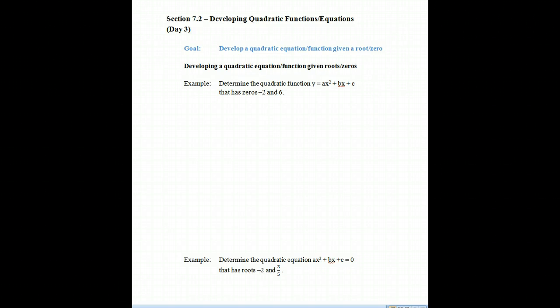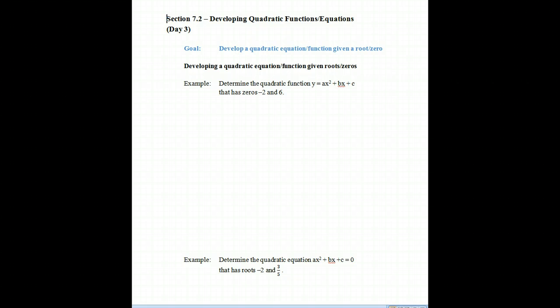In this final class for section 7.2, we're going to look at how we come back with the quadratic equation if we're given the roots. So the first example, you're told that the roots are -2 and 6, and we need to come back with a quadratic equation in standard form.